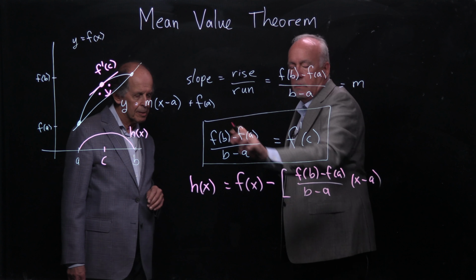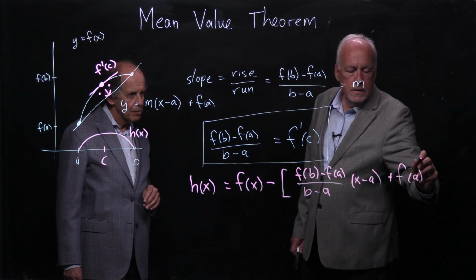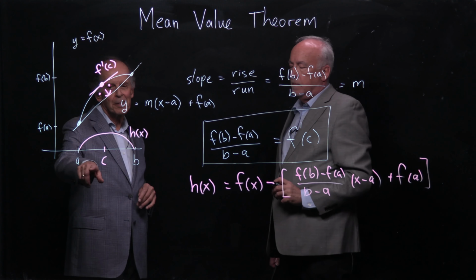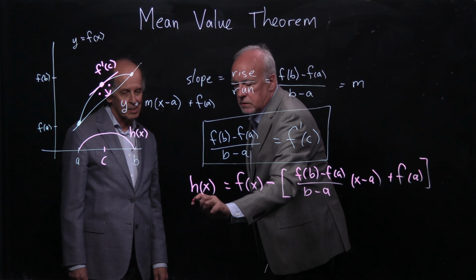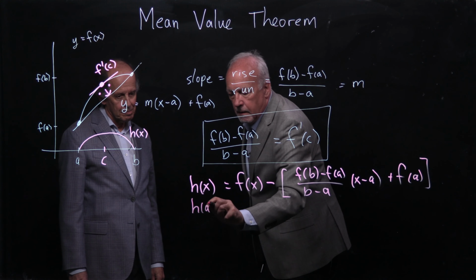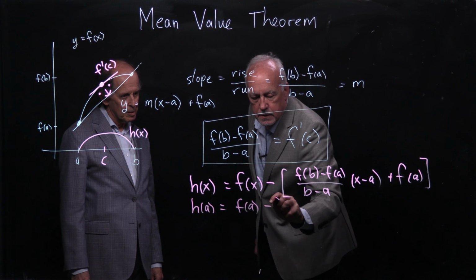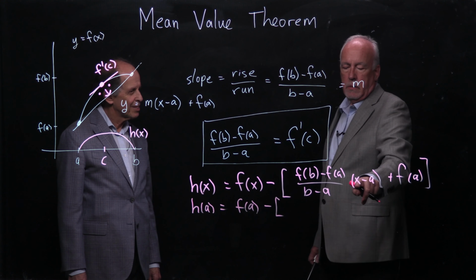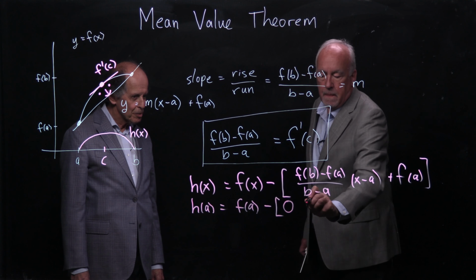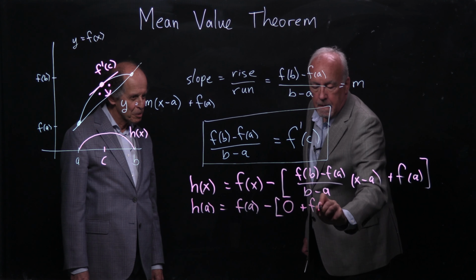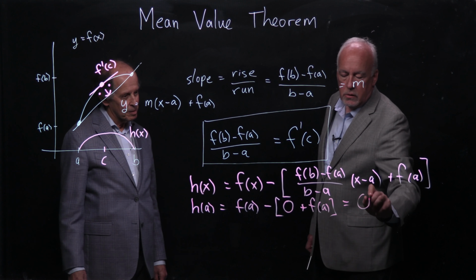And then we add up f of a. Now that you have that, we want to check that h at A equals h at B equals 0. So let's compute h of A. This is f of A minus... okay, this is some number, but A minus A is 0. So this is 0, right? Plus f of A, so that's 0, as it should be, right here from the graph. Right, so this is 0.